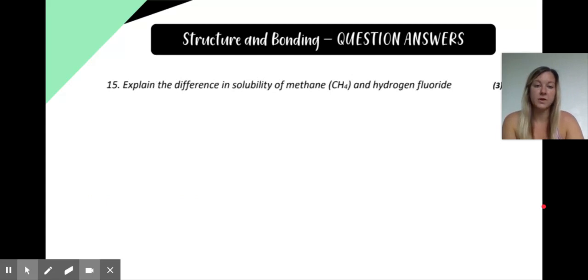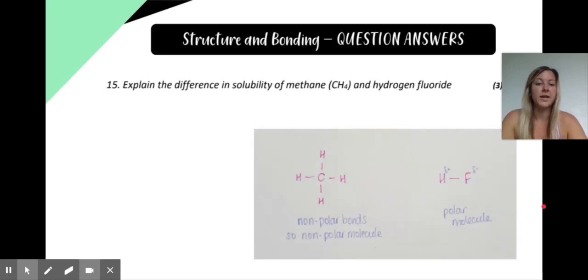Last one, this is another 3 marker here. Now it says explain the difference in solubility of methane and hydrogen fluoride. So that's just wanting us to demonstrate our knowledge of solubility and of the polarity of molecules. So what is the polarity of methane? What is the polarity of hydrogen fluoride? And therefore, what kinds of substances are these going to be soluble in? That is what that question is asking.